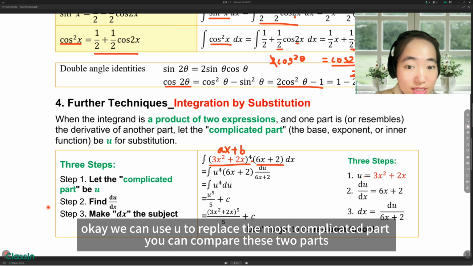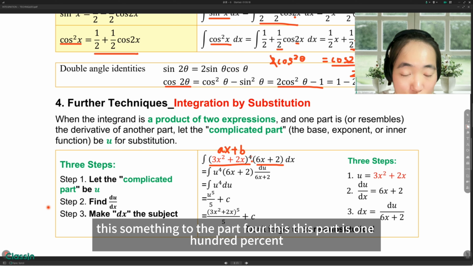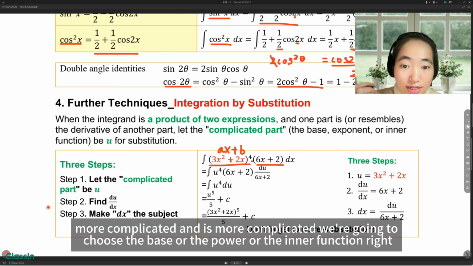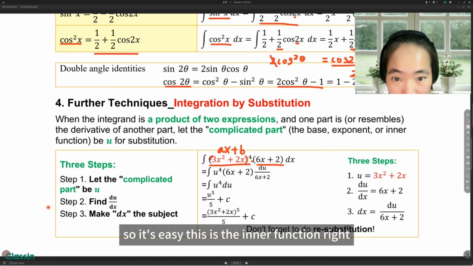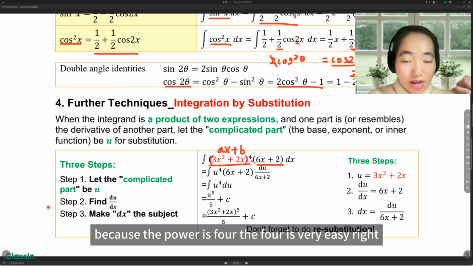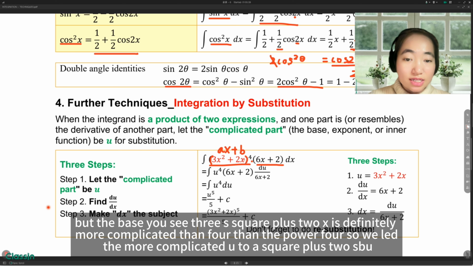We can use u to replace the most complicated part. You can compare these two parts. Which one is more complicated? It's very easy, right? This something to the power 4 is more complicated. We're going to choose the base or the power or the inner function. This is the inner function, because the power is 4, and the 4 is very easy, it's simple. But the base, 3x squared plus 2x, is definitely more complicated than the power 4. So we let the more complicated part, 3x squared plus 2x, be u.